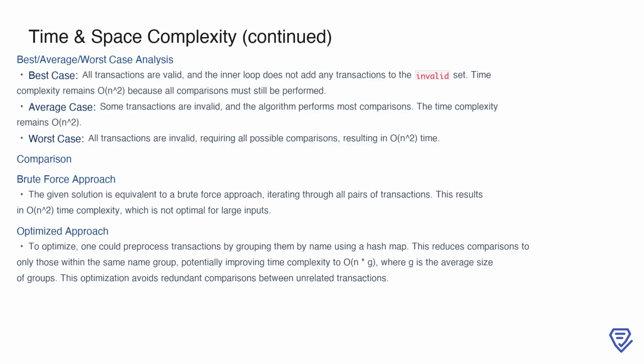Now, if we compare this brute force approach with a potential optimization, a more efficient method might involve grouping transactions by name using a hash map. This could reduce the comparisons to transactions within the same group, potentially improving the time complexity to O(n*g), where g is the average group size. This optimization minimizes redundant comparisons between unrelated transactions.